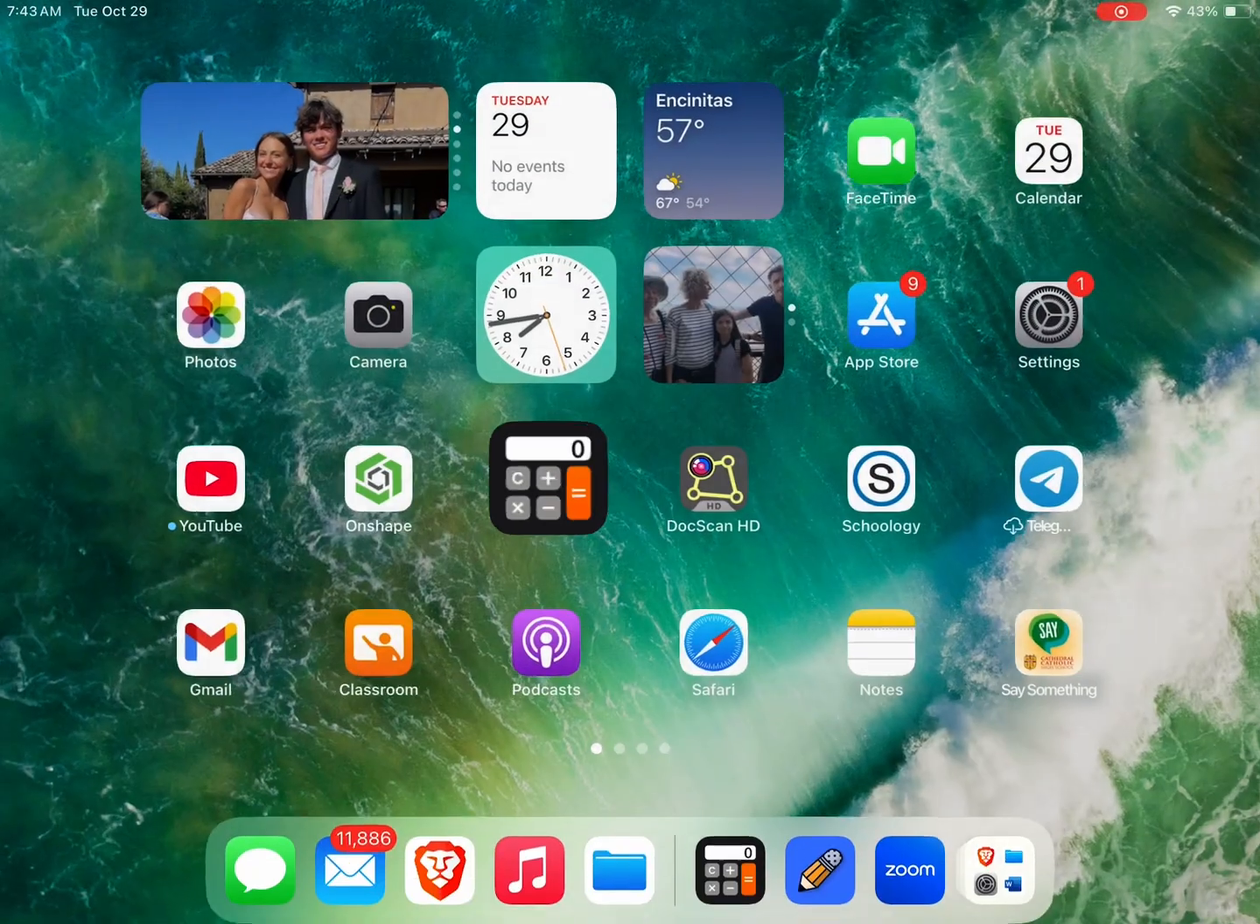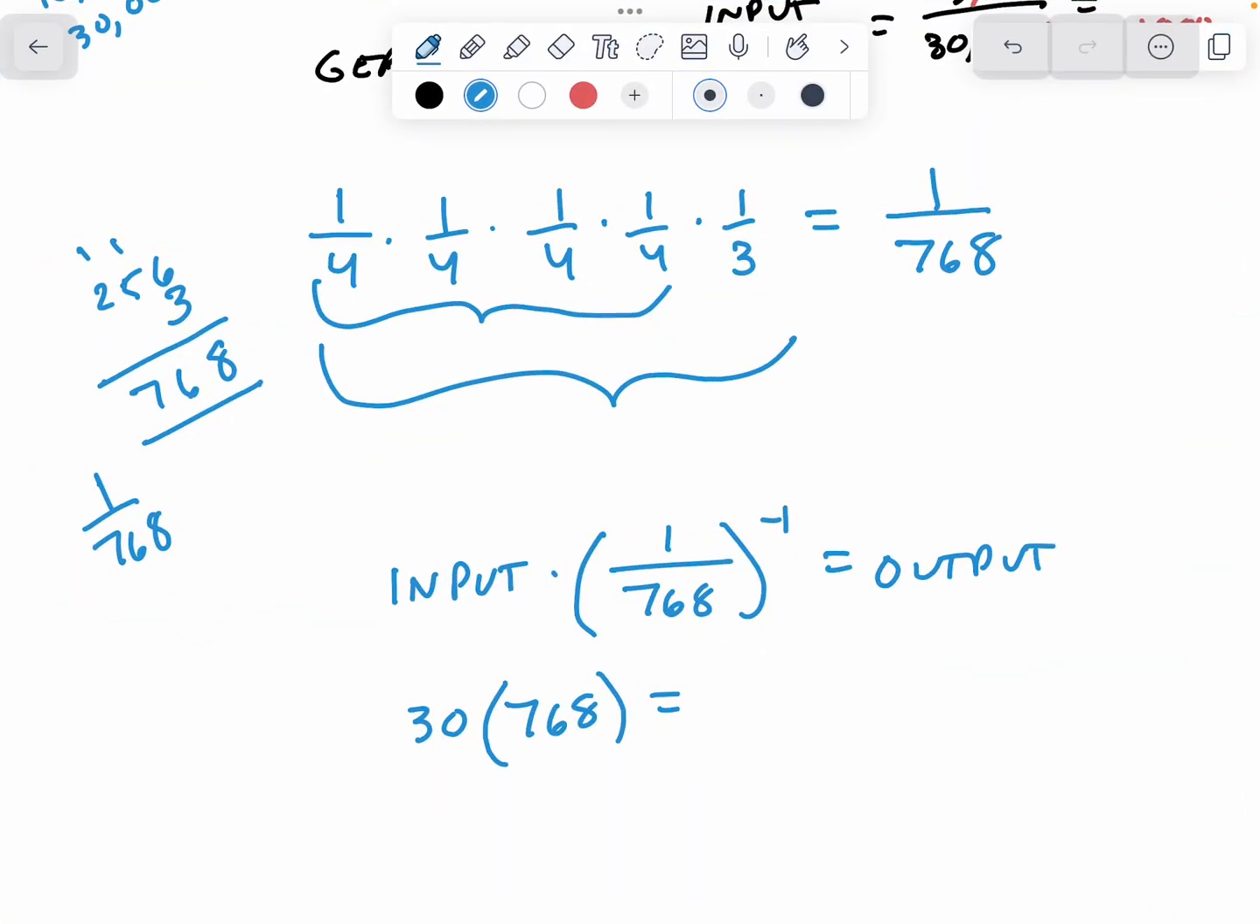Okay, no, I'll just do it on my other, on my phone. So 30 times 768 is 23,040, which that's in the range, right? RPM. Okay, so we figured out one of our gear ratios, which is fantastic.